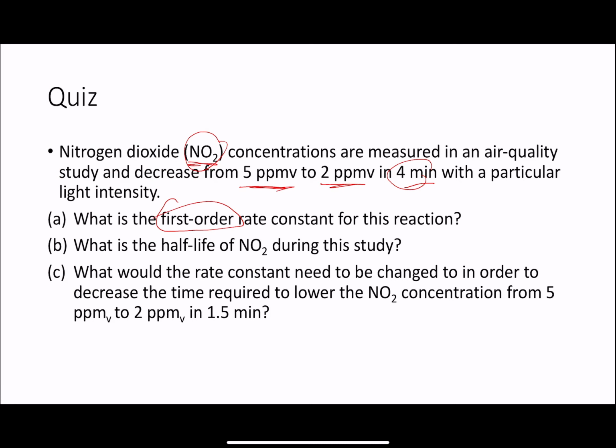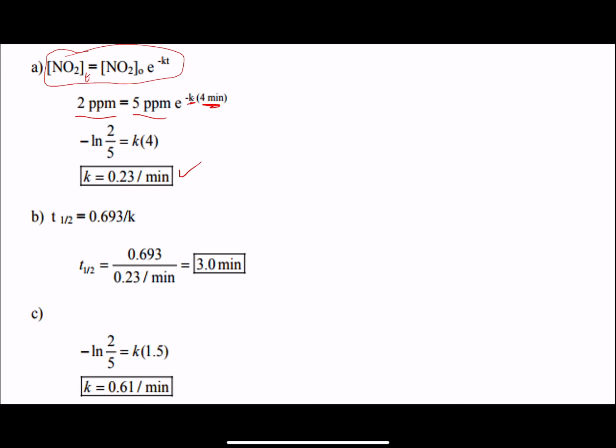Here he has the first order. What is the half-life of NO2? Now the half-life of a first order reaction is 0.693 over K. K is what we just found. You just put in 0.23 per minute, and this would give you 3 minutes. After 3 minutes, you will get 2.5 ppm, because initially it was 5 ppm. To give 2.5 ppm, the half-life, it will take 3 minutes.